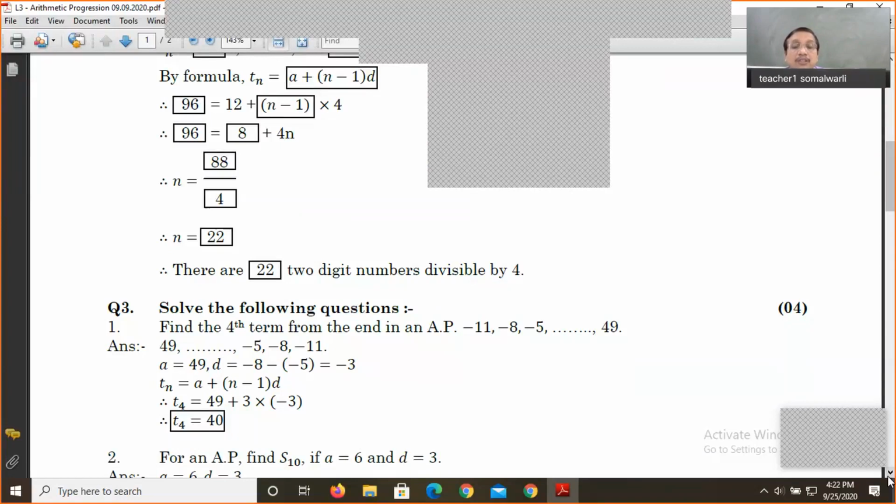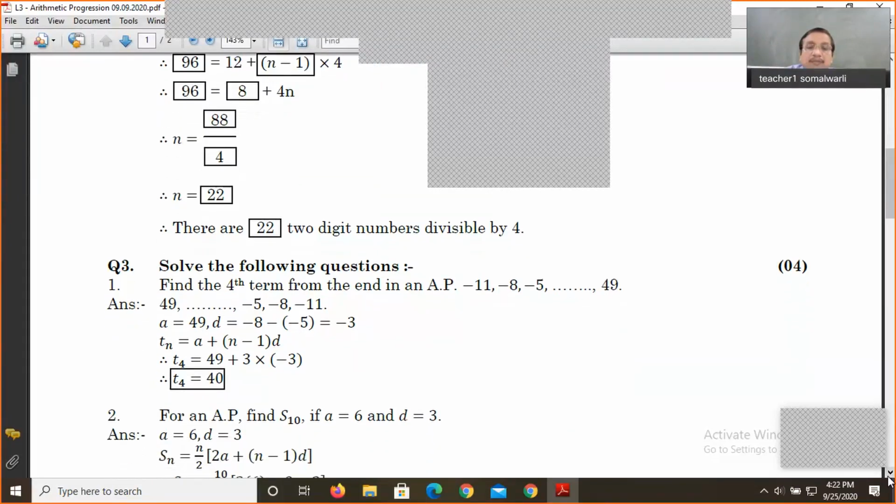So for this AP that we have written in reverse order, the fourth term is 40, and for the original AP that was given in the book, that is minus 11, minus 8 like this, it is also 40. So you can write here the answer: for the given AP, the fourth term from the end is 40. In this way, we can write the answer. Simple, just one twist. होना ही चाहिए. It should be there. Okay.